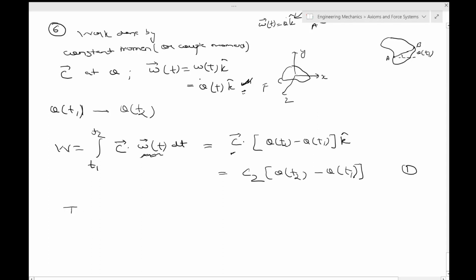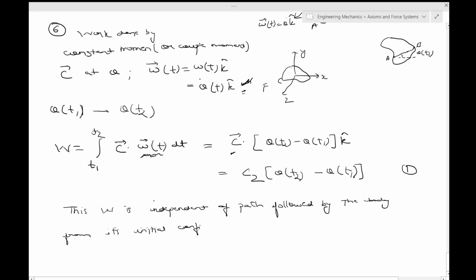Now this W is independent of path. Okay, so it only depends on what is the position theta at T1 and position theta at T2, independent of the path followed by the body from its initial configuration to its final configuration.